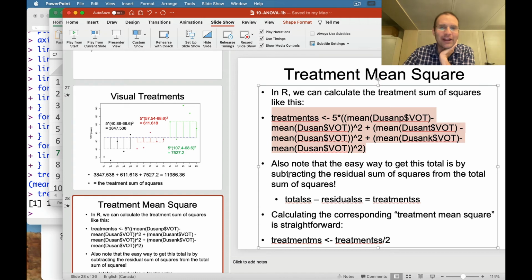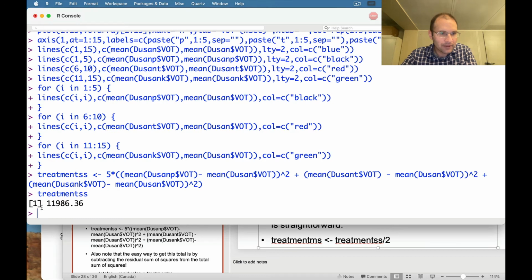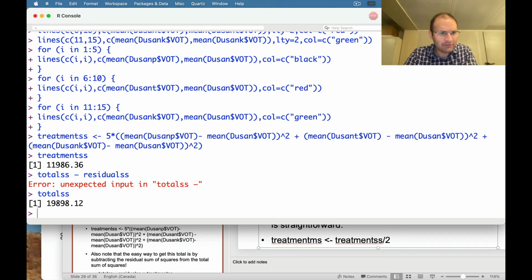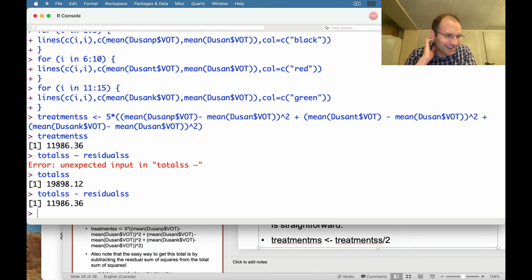So that's how you do that. And I'll point out that the easy way to get this total, interestingly enough, is to subtract the residual sum of squares from the total sum of squares. So actually I'll do it this way, not that way. Oops. Do I have a value? Yes. So no, I don't know why that happened, but we'll try it like this. It just didn't like some hidden code there in the Word document or PowerPoint.